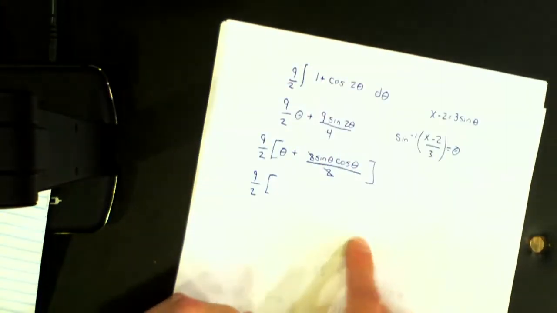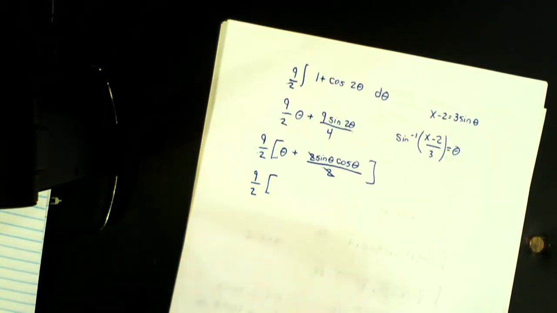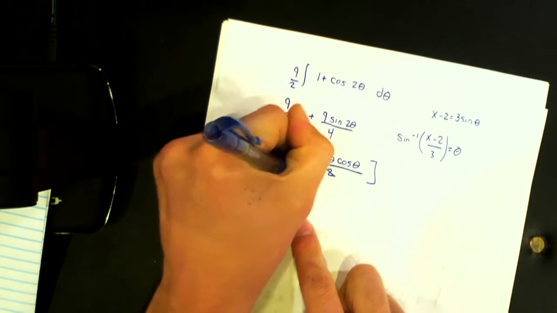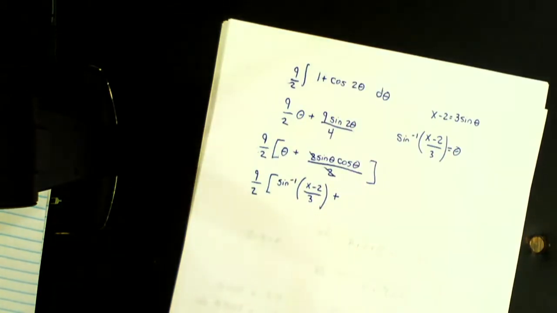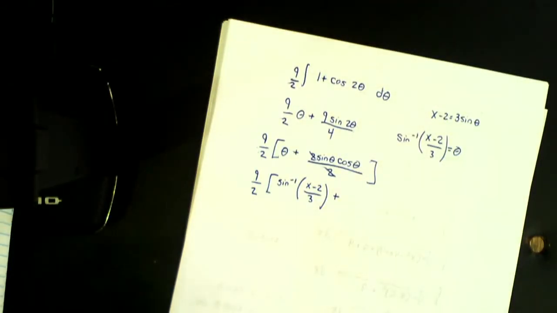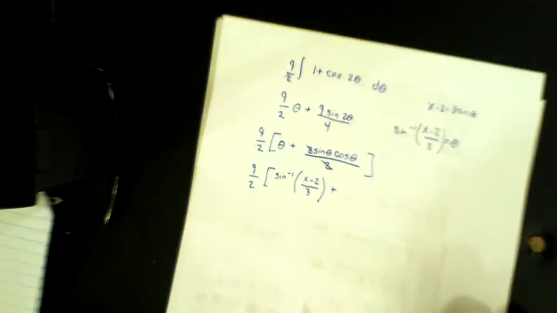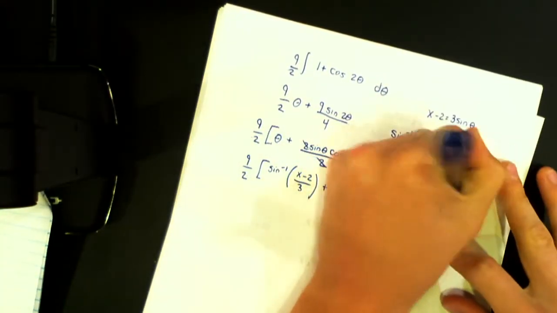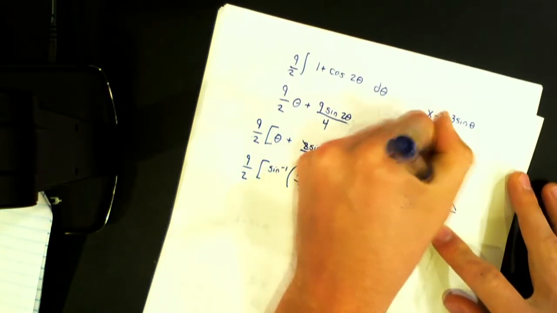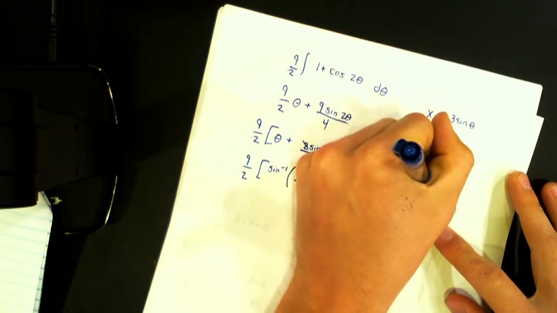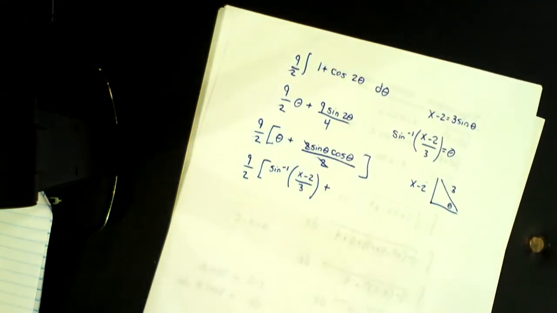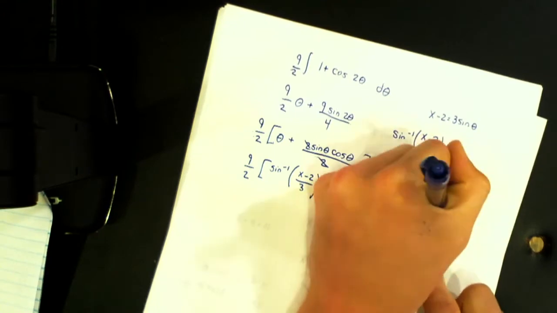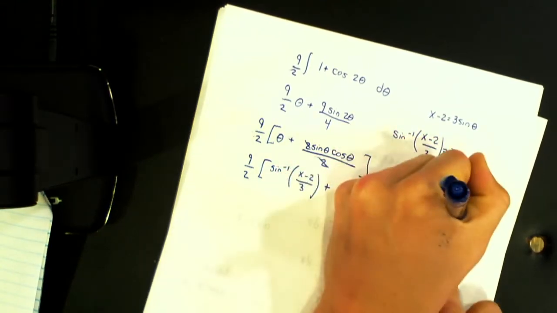So we already have our theta. What's our theta? Sine inverse of x minus 2 over 3. All right, awesome. Okay, now all we need is sine theta and cosine theta. How are we going to get that? Okay, what goes on this side? X minus 2. Okay, nice. And then that would be 3. And then we'd solve using the Pythagorean theorem, and we get the square root of 9 minus x minus 2 squared.